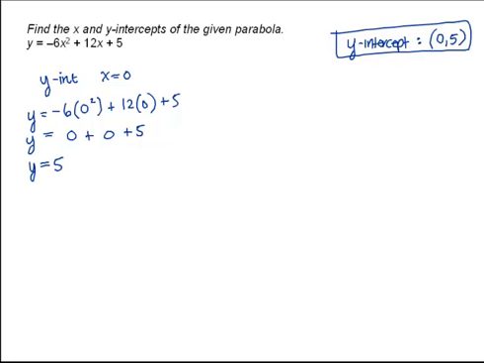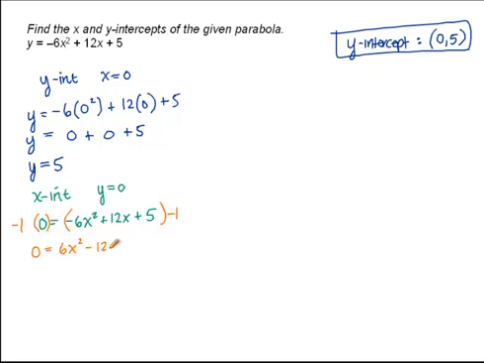Now the x-intercept occurs when y is equal to 0. So we set y equal to 0, and we solve for x. And to solve for x, we're going to have to use the quadratic formula. But first, what we're going to do is multiply by negative 1 on each side, so we can get the a to be positive. Makes life easier.